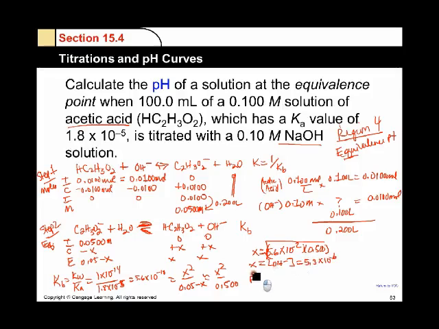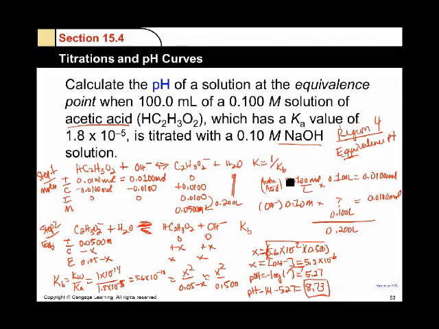Now we can figure out the pOH by taking the minus log of this number, and you actually get 5.3, actually 5.27. Then the pH is nothing but the number 14 minus 5.27, which gives us a pH of 8.73. And that is our answer for our pH at the equivalence point.